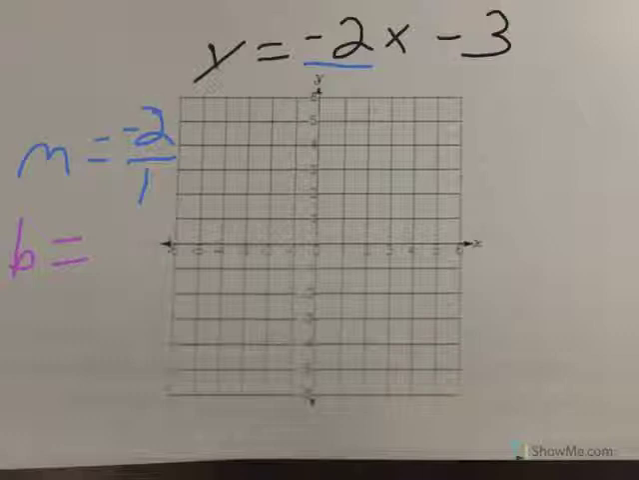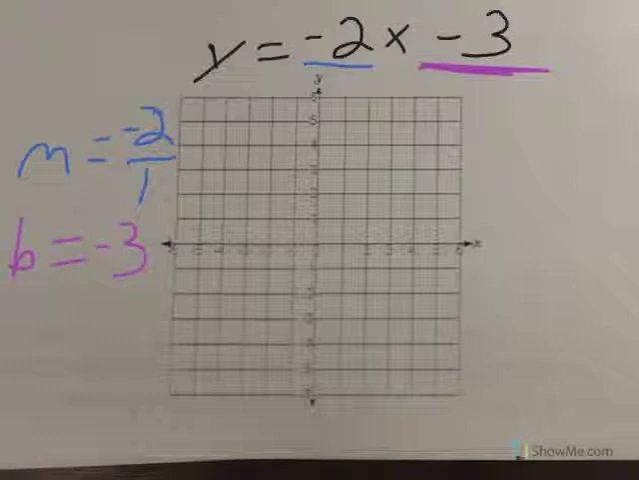Negative 2 over 1. We'll come over here and look. What's the constant over here? It's negative 3, so we know that our y-intercept is negative 3. So we start with negative 3. Remember, it's on the y-axis, so we're going to go down to negative 3. Put a dot right there. Oops, I'm going to make it black so you can see it better.